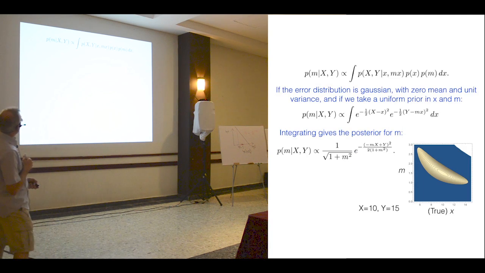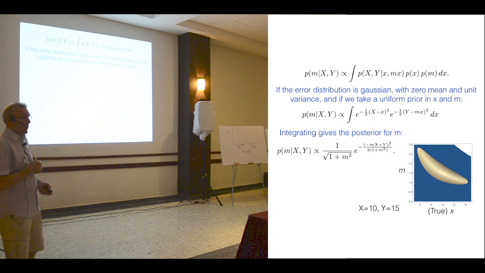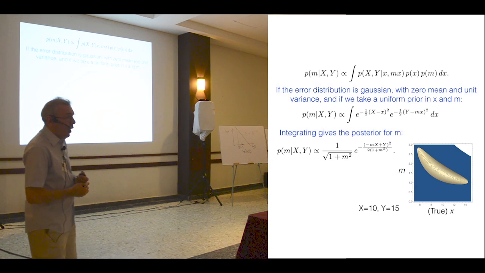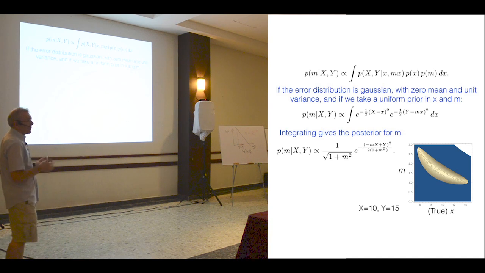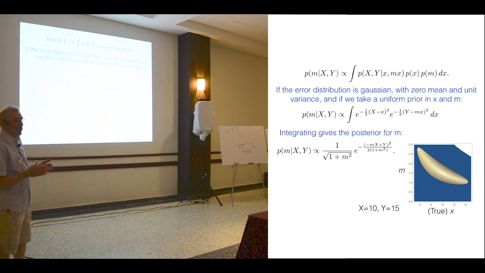So there it is again. So now we make some assumptions, or we know what the error distribution is, so let's assume that the error distributions for x and y are independent and Gaussian with unit variance, just to keep things simple. And we'll also take a uniform prior on x and m. So then we can write down that this probability, the x error distribution, is just e to the minus half of X minus little x squared, similarly for y, but notice that the essential value of y is mx. So it's Y minus mx. Okay.